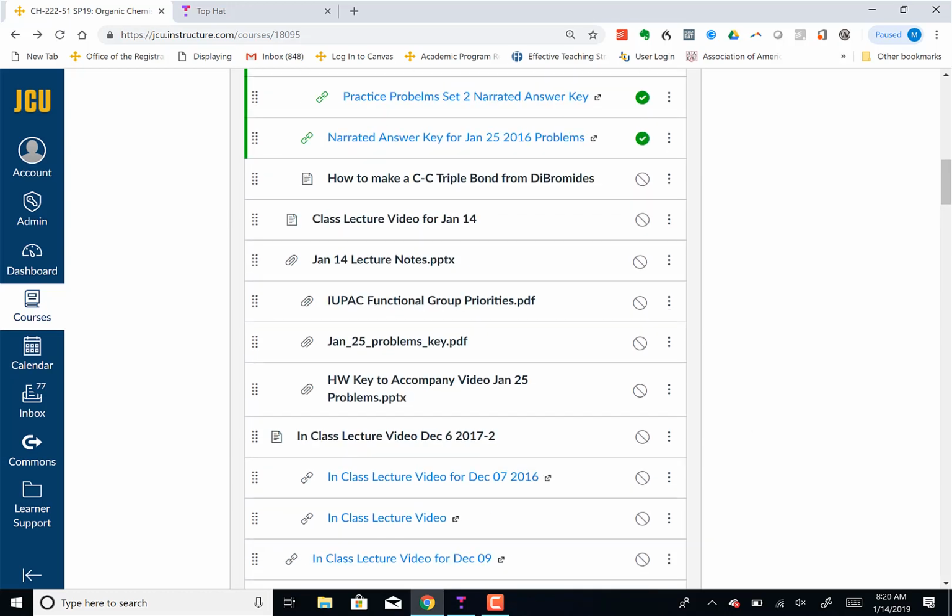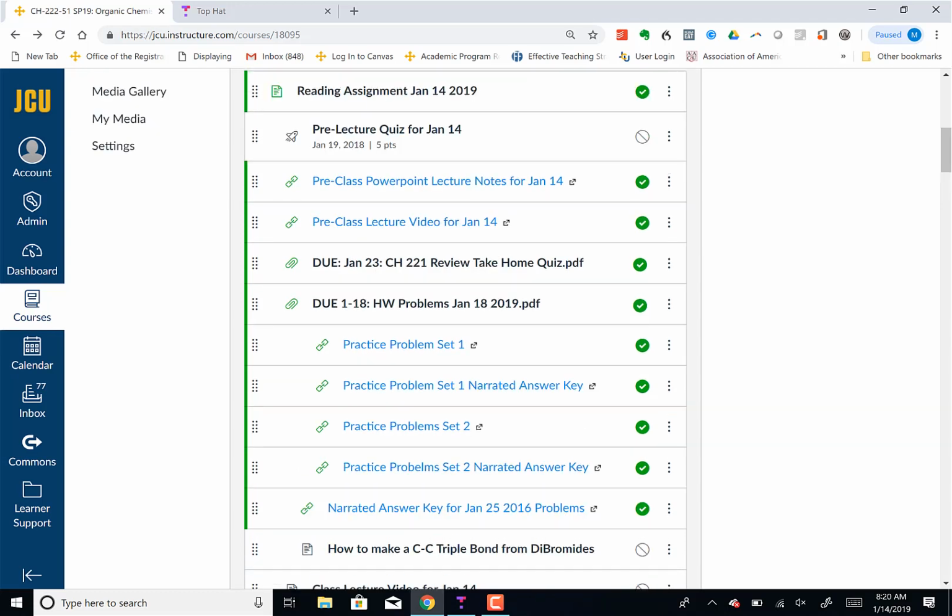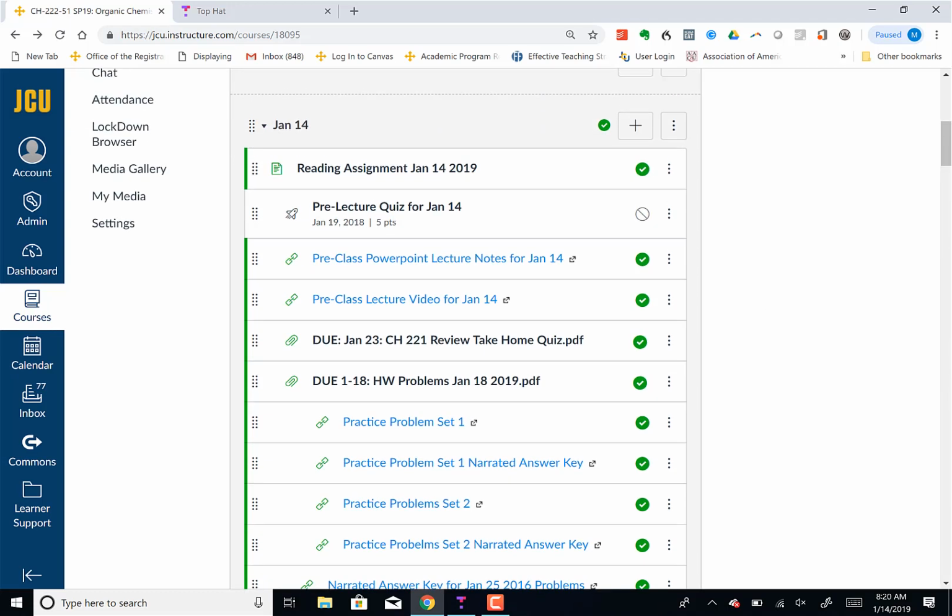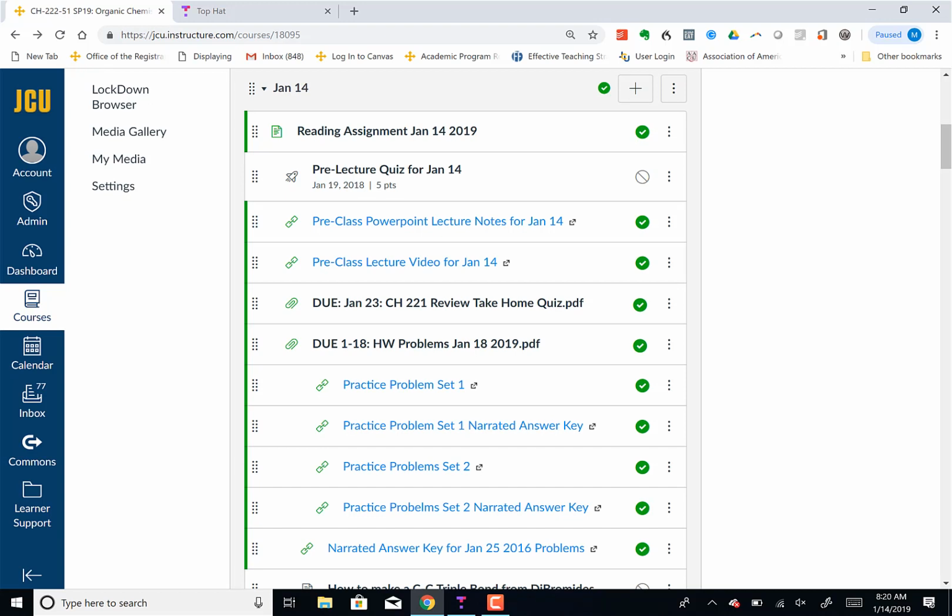Okay, so then that's how each folder is going to be set up. Again, I have more stuff on here because I've got 5 years of stuff stacked up here that I haven't removed. So for today, you'll just see everything that's got a green check on it.